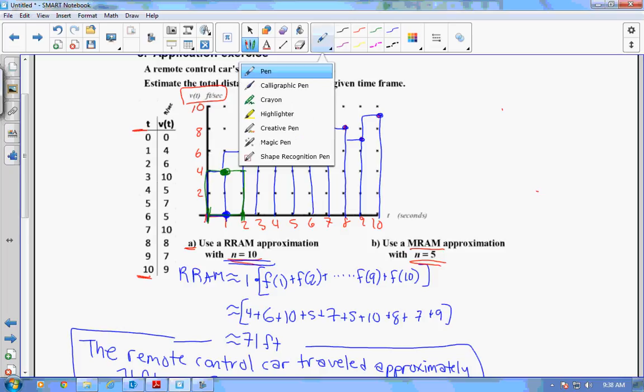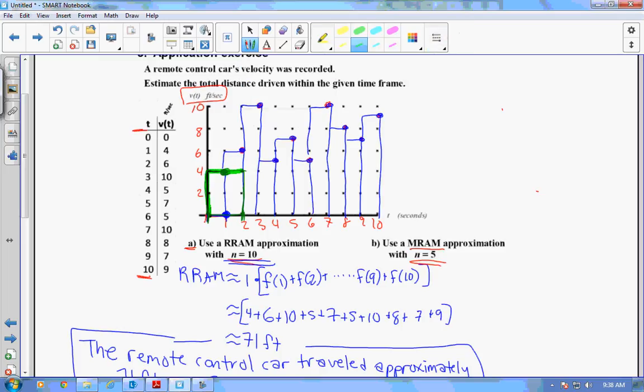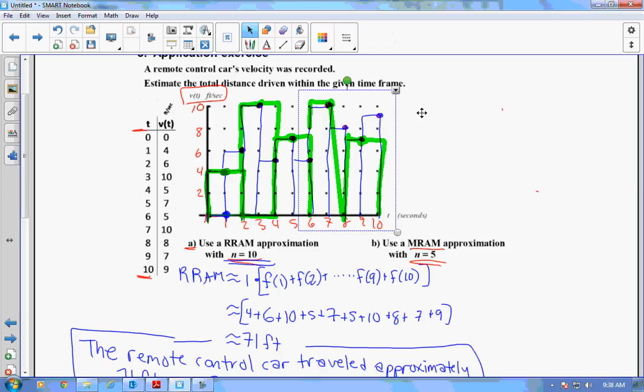Maybe I should use... Okay, and then from 2 to 4, its midpoint is 3, so the rectangle will actually look like this. And then from 4 to 6, its midpoint is 5, so the rectangle looks like that. 6 to 8, midpoint is 7. And so basically all the odd numbers. Oops.